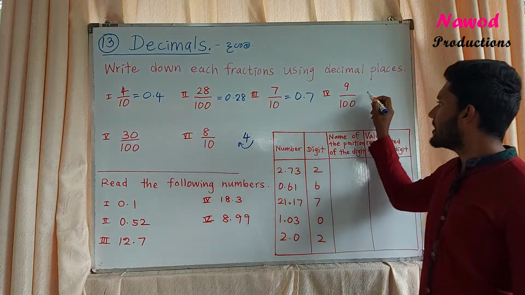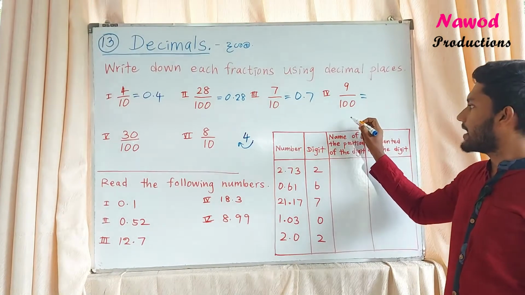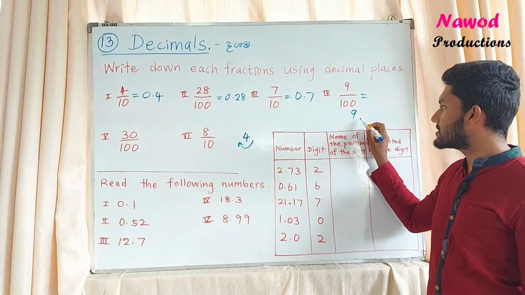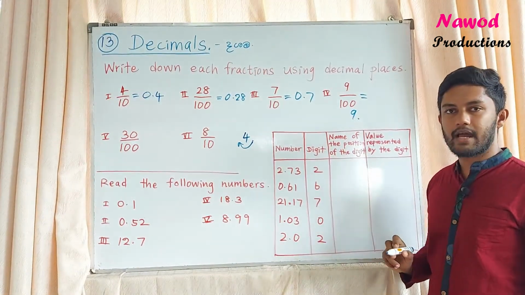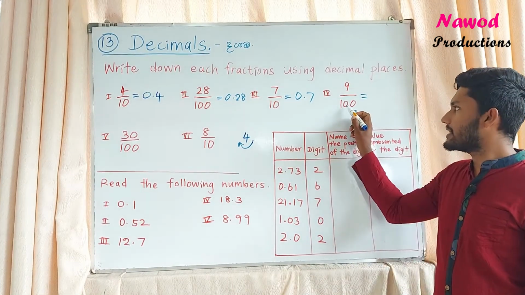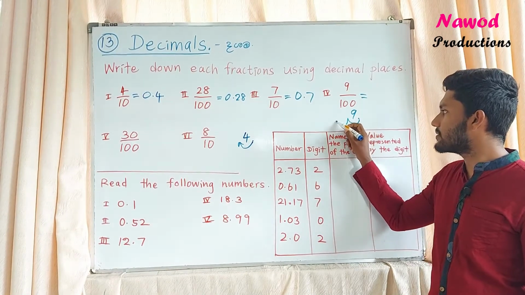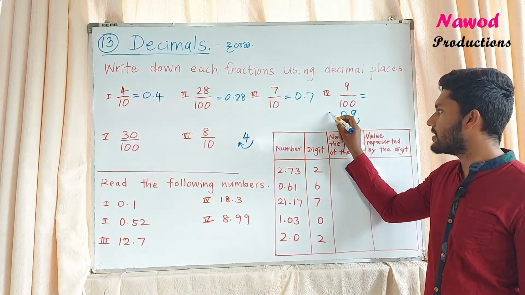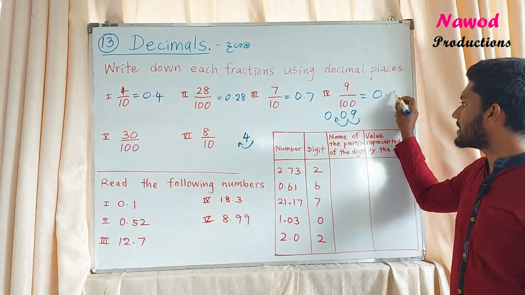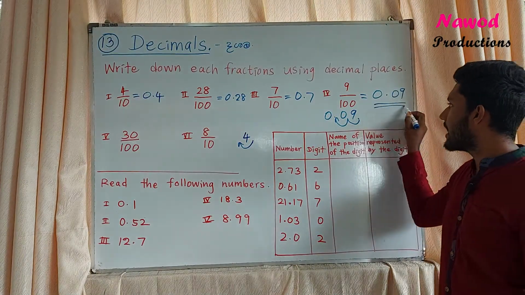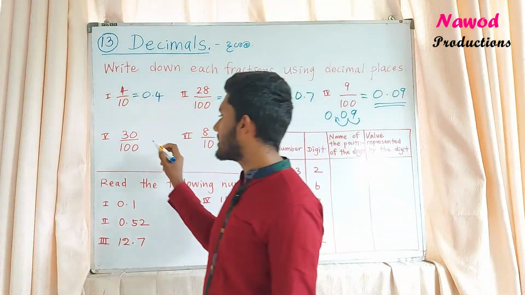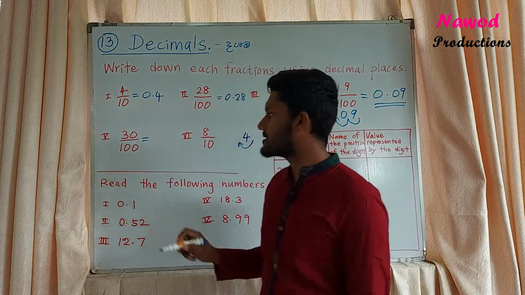0.7. Then here 9 has the decimal point at the back. Then when dividing it by 100, the decimal point comes forward 2 times. Then here 0, 0, 0.09 is the answer.